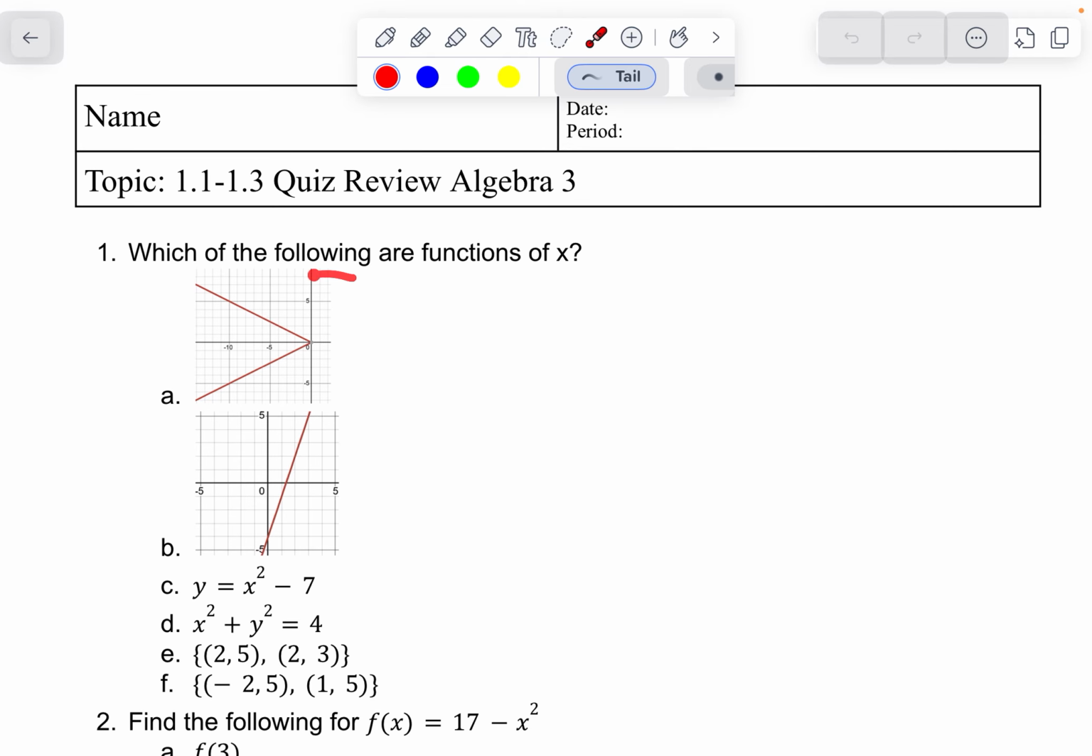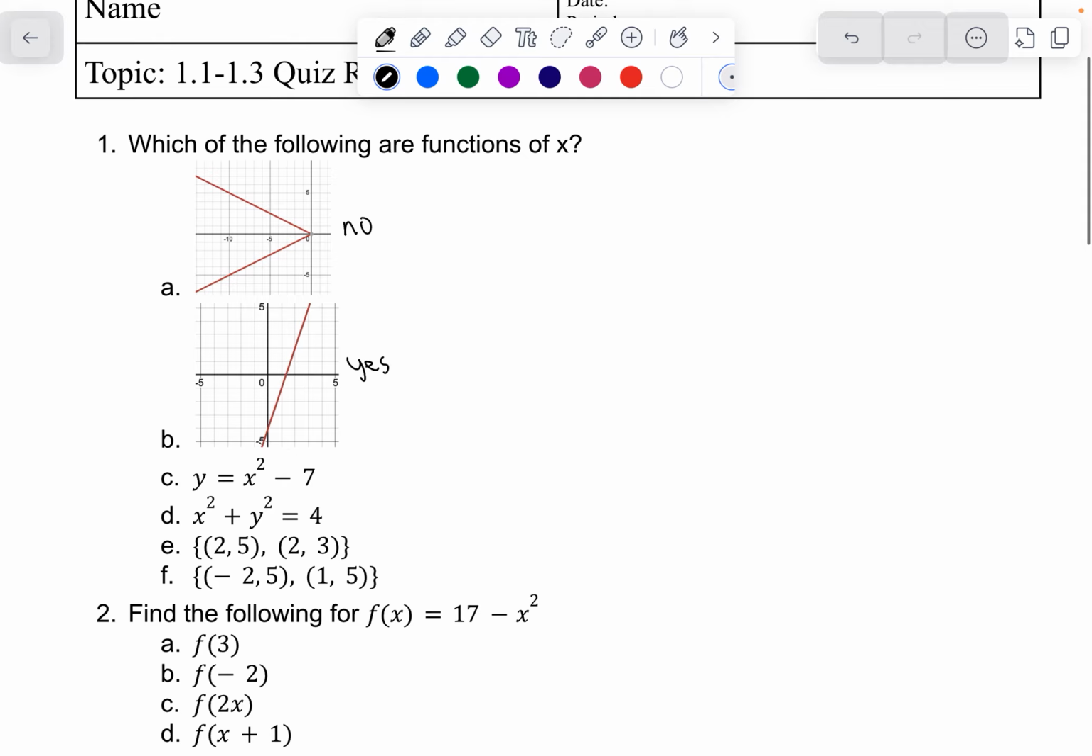If you know what the graph looks like, you're going to use the vertical line test. Remember, a vertical line can only hit a function at most one time. So this one here is not a function. And this one is a function. Now, if it is y equals, if it can be rewritten very easily as function notation, that's a good indication that's a function. This is a yes.